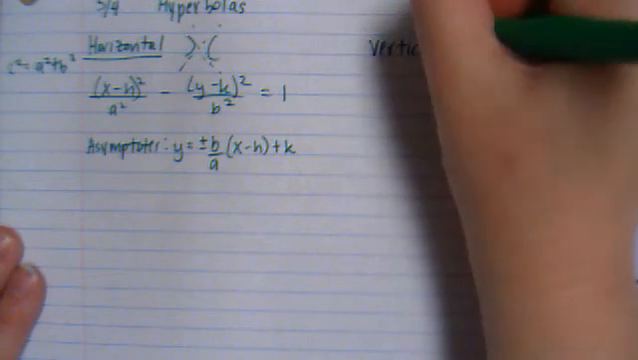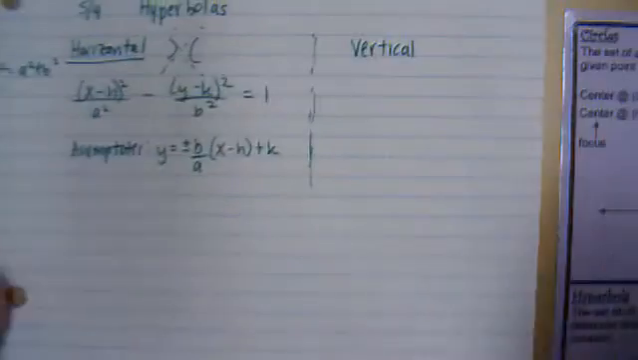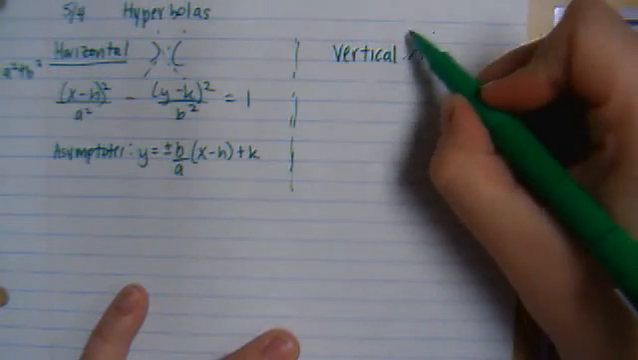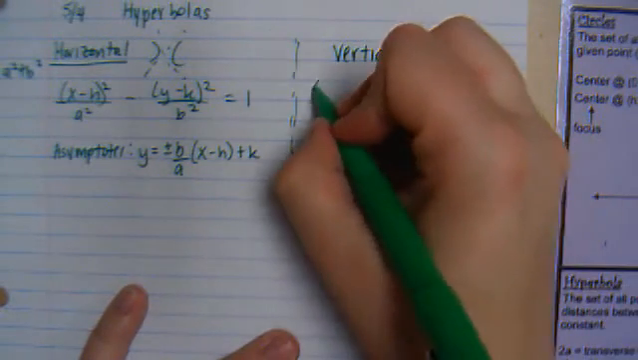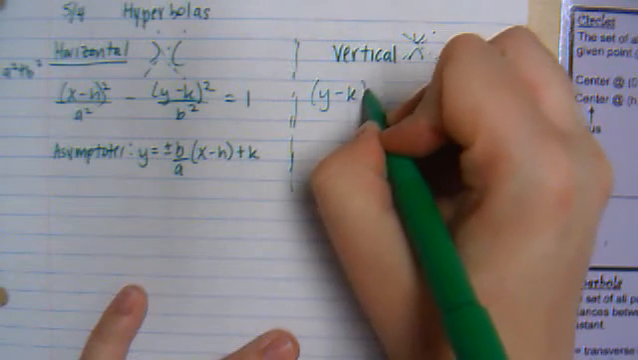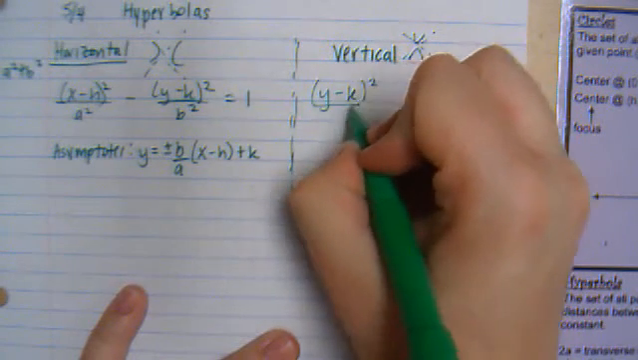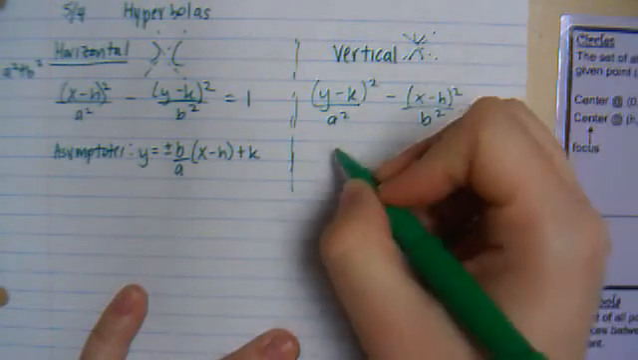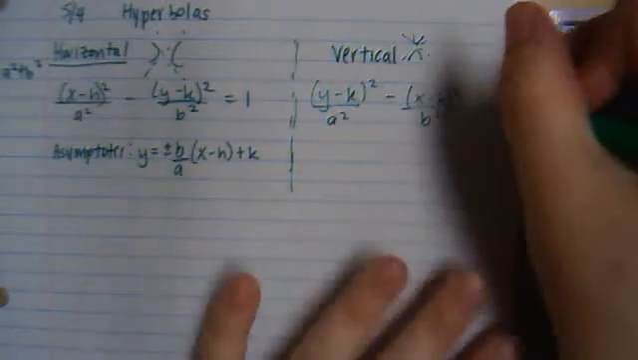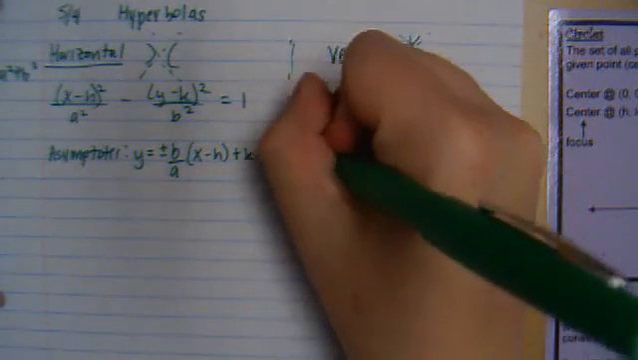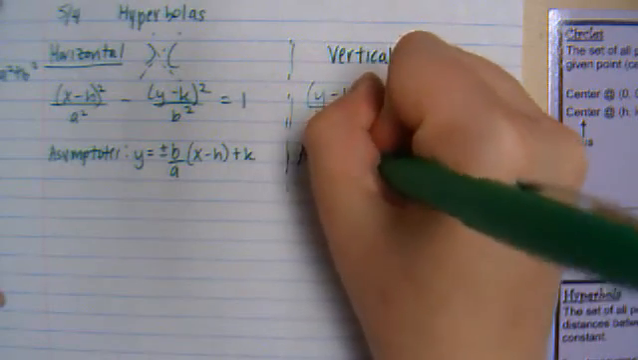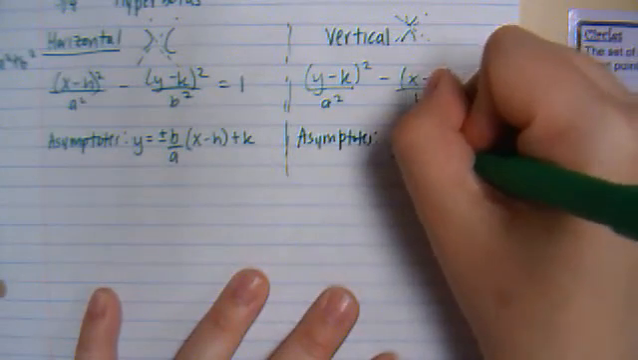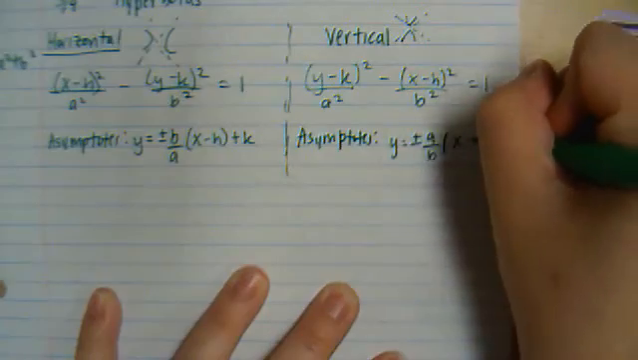Okay, the vertical is practically the same, but it's vertically, so it opens up and down. Okay, again, we still have our asymptotes. Our equation, this time it starts with y. Okay, y and k always go together. And if we look, my a is with the y, so that's why it's vertical. Okay, equals 1. In this case, your asymptotes are y equals plus or minus a over b, (x minus h) plus k.